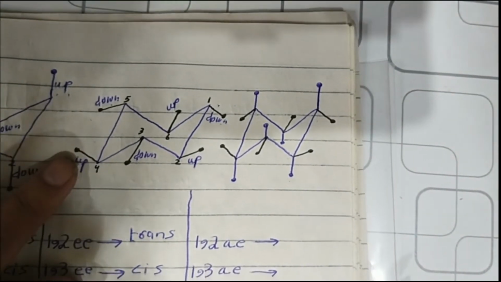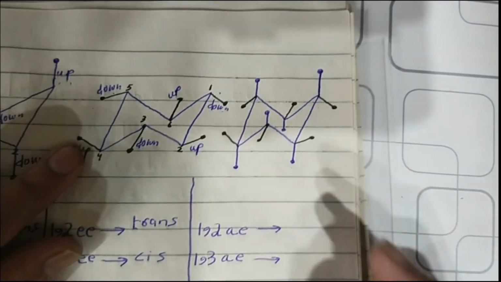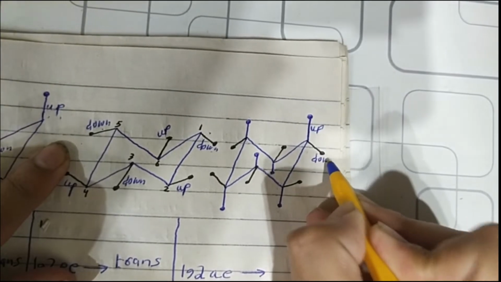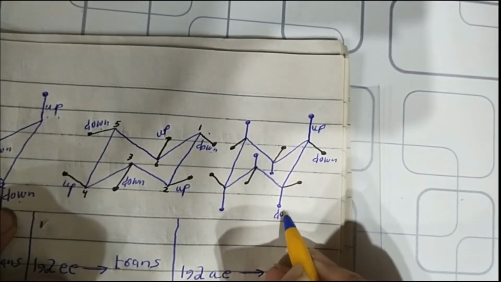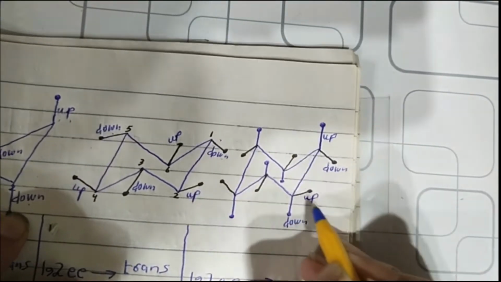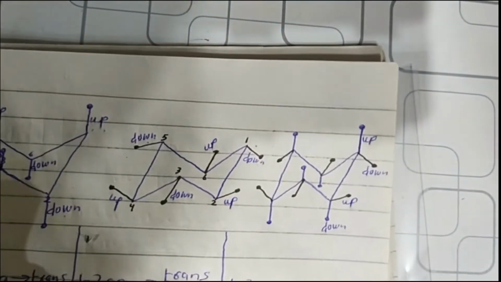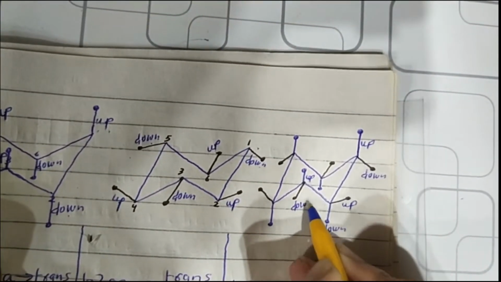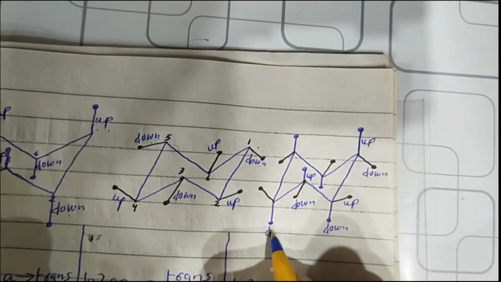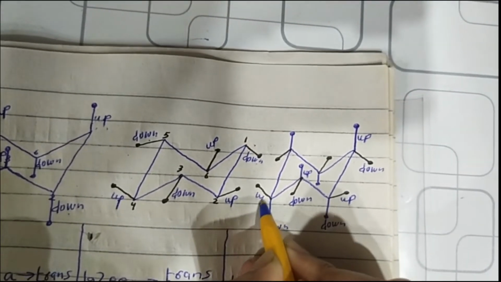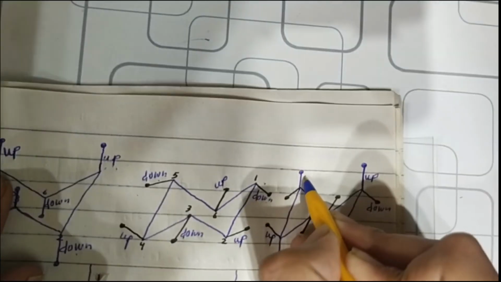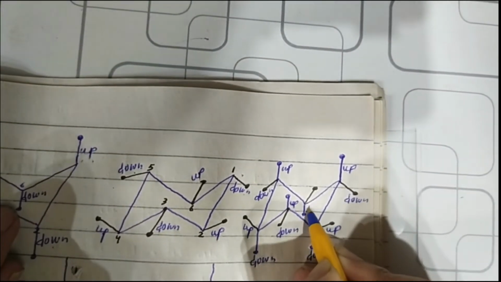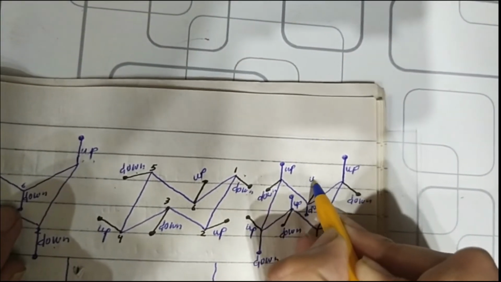And here the axial equatorial geometry. This is up and down. This is down and up. Here up axial, down equatorial, down axial, up equatorial, and here up axial and down equatorial. Here down axial and up equatorial.